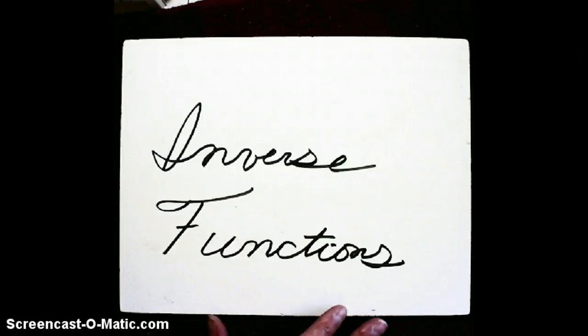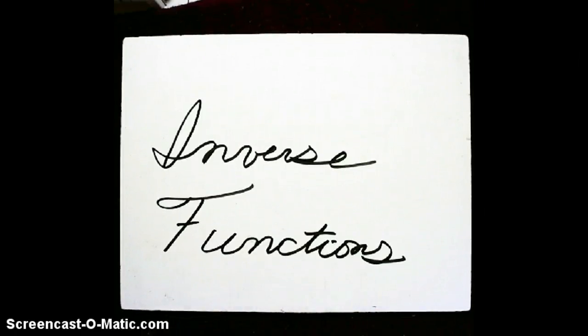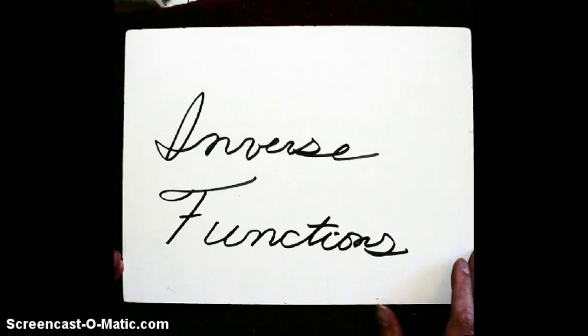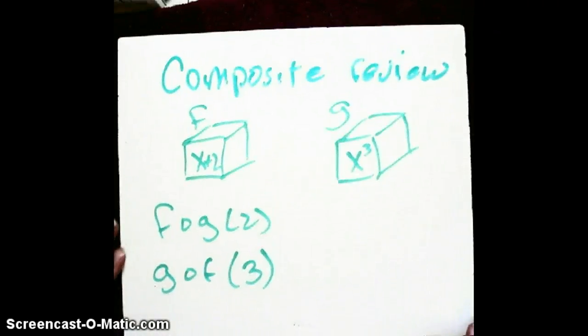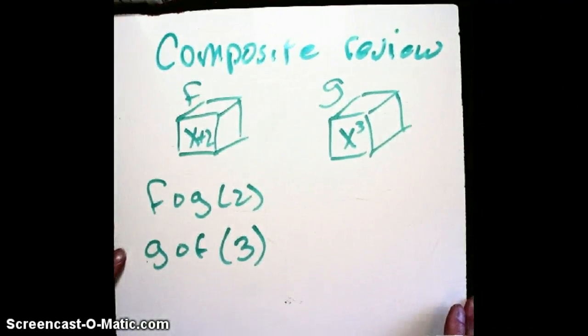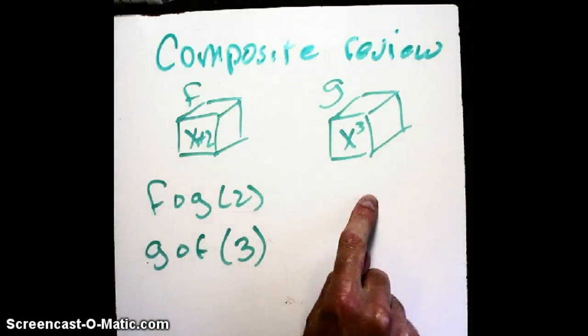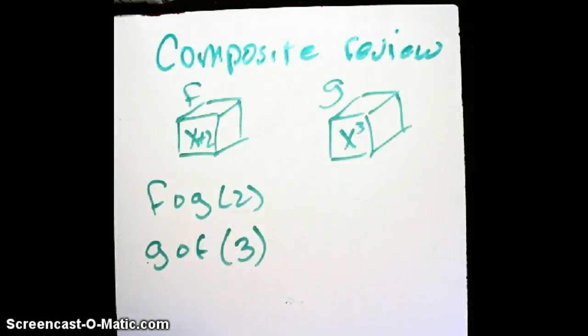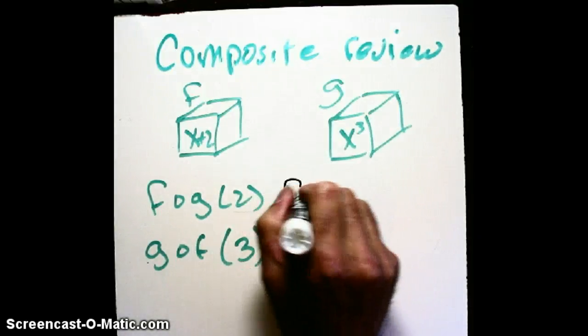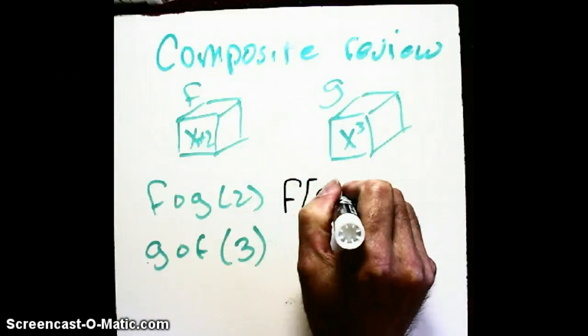Okay, students, here's an overview conceptually of this lesson, inverse functions 10.5. Well, let's see. It would probably be a good idea if we took a moment and reviewed the idea of composites. So here I have F and here I have G. I want to know what F∘G of 2 is. Remember, F∘G is just F of G of 2.